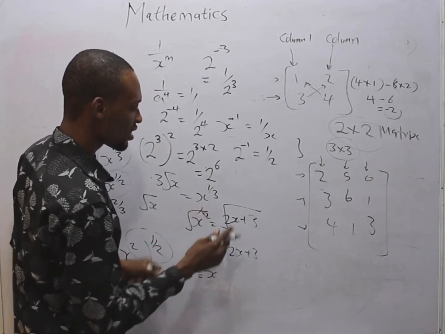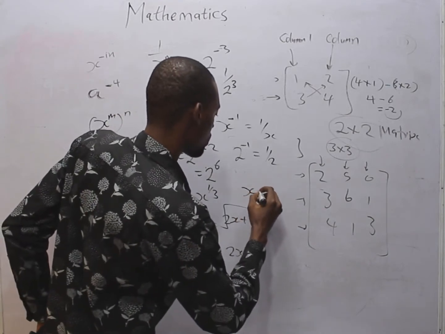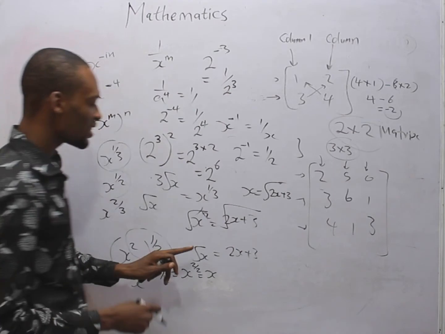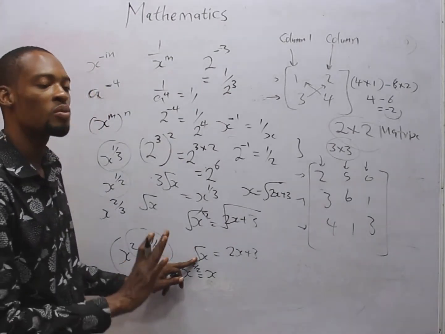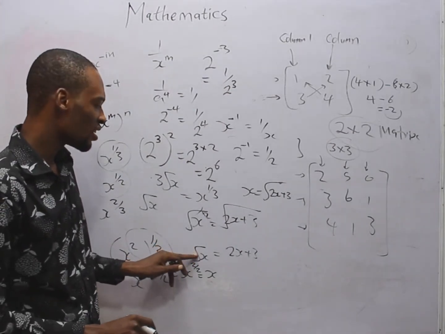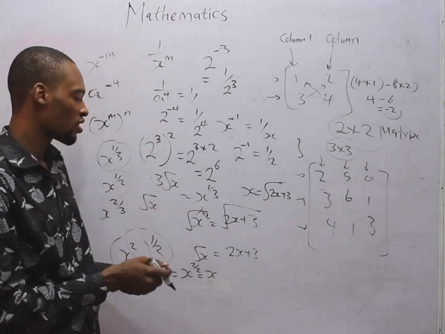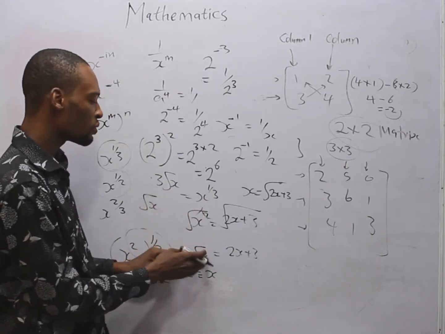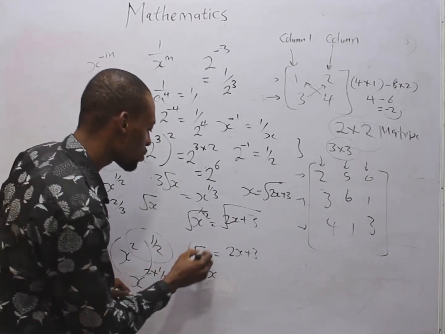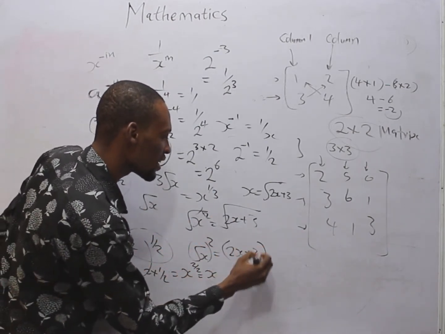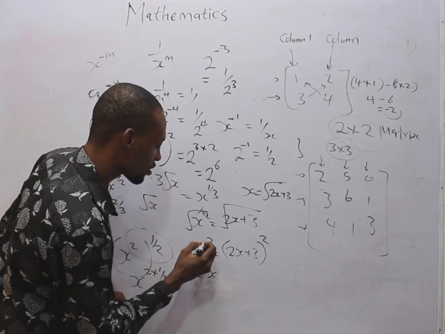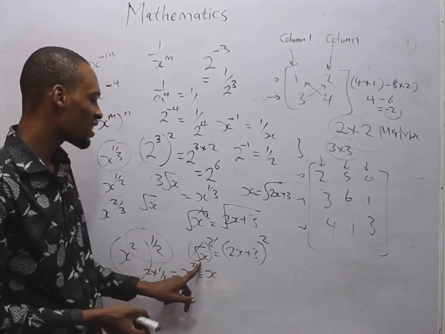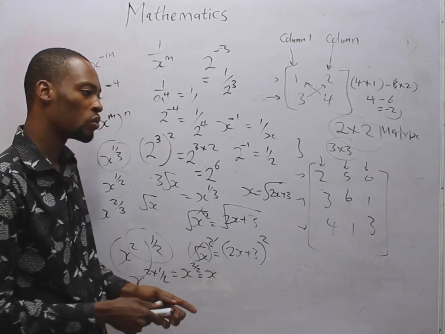So here becomes s, and s equals 2s plus 3. Now in this case, the s is in a square root. To get s here, we square both sides, to remove the square root with square. So once you square here, this cancels this, and s will be remaining, because the square root of s is the same thing as s raised to the power of 1 over 2.